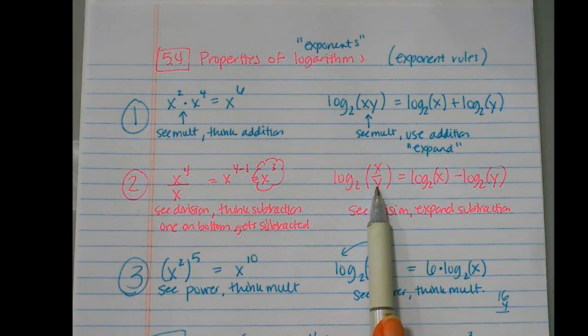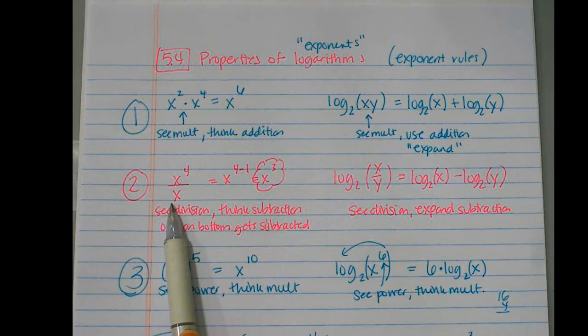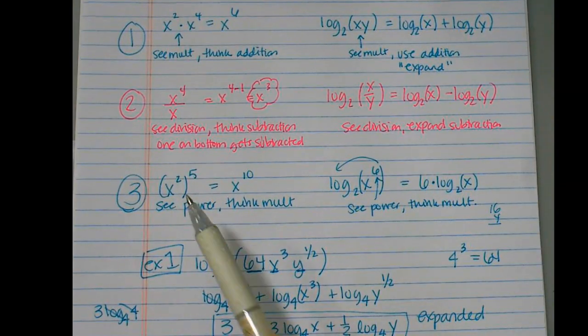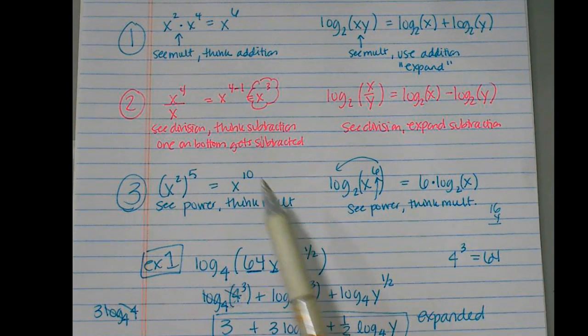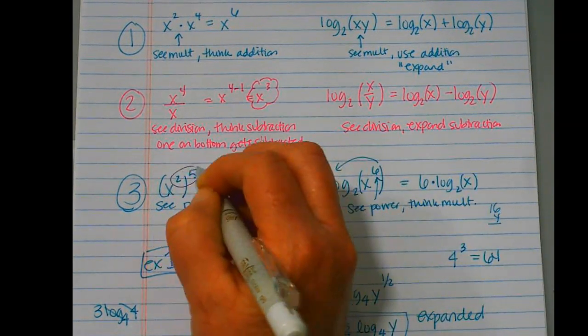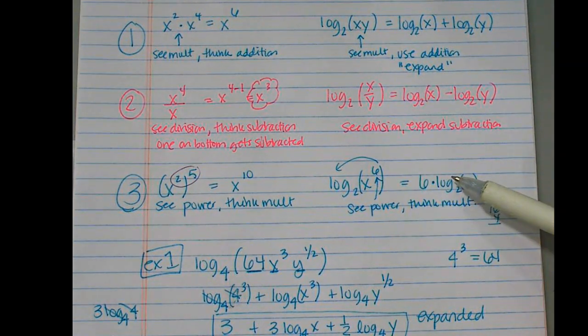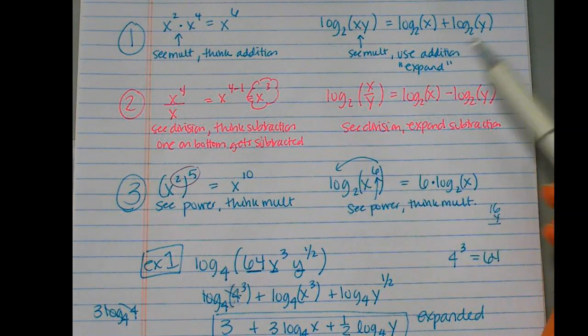Division in the argument means you can separate them with a minus sign, because when you divide, you subtract 4 minus 1. So they go together, division, subtraction. The third rule we said was if you raise it to a power, if you see a power, you're going to think multiplication. We multiply these to get 10. With the logarithms, we change it to multiplication. So it looks a little bit different, but if you see a power, you can move it to the front and it looks like multiplication now.